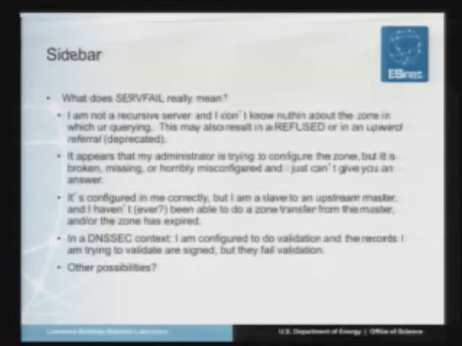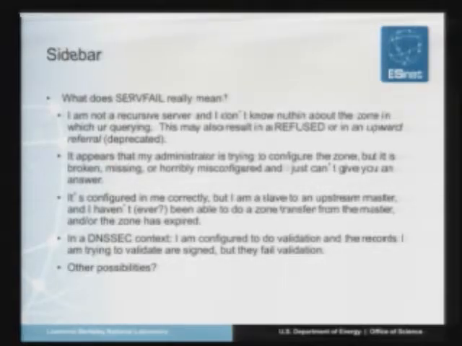We saw a couple of serve fails already happening. And I want to do a little sidebar on some of the possibilities that could be happening when you get a serve fail. It could be that you're asking an authoritative server for a record that it's not actually authoritative for, and it's not going to do recursion for you. Remember the other server we saw gave a refused, but sometimes authoritative servers will give a serve fail instead.